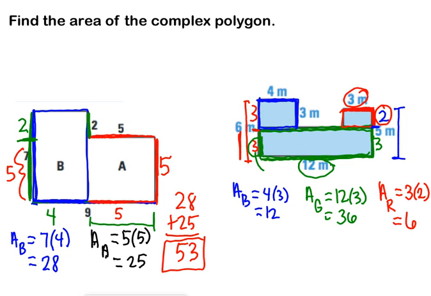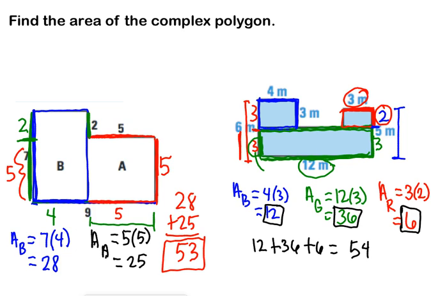Now we need to add up our 3 different rectangle areas to get our grand total. So 12 plus 36 plus 6 gives us a grand total of 54. We have units on this one: meters squared. Almost done, you're doing great. One more slide left here.